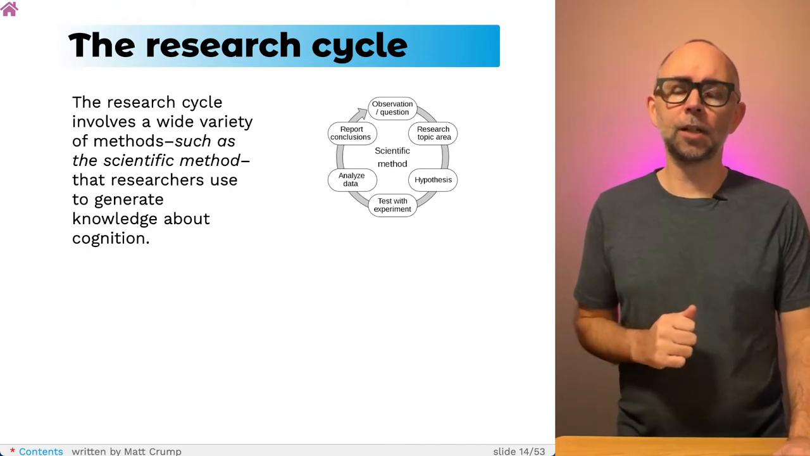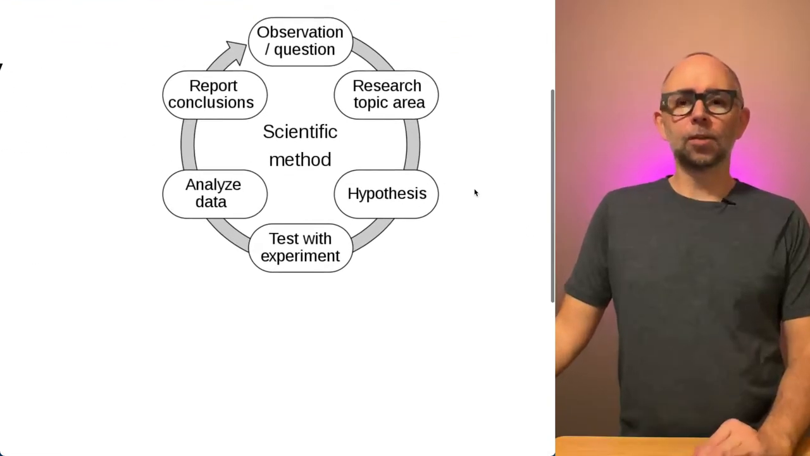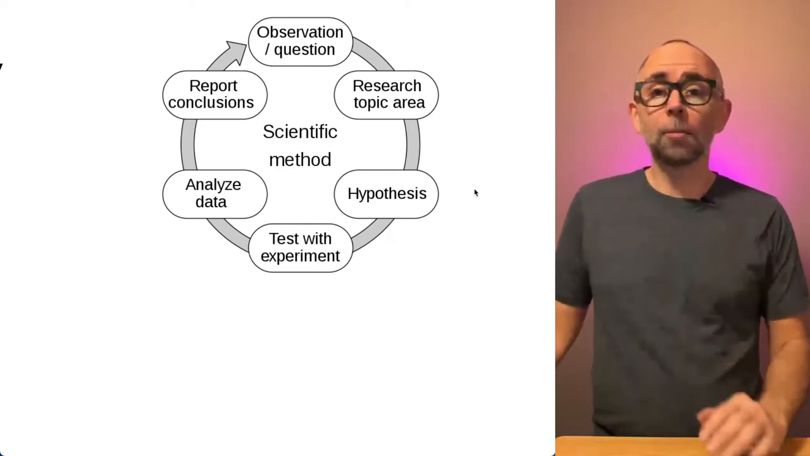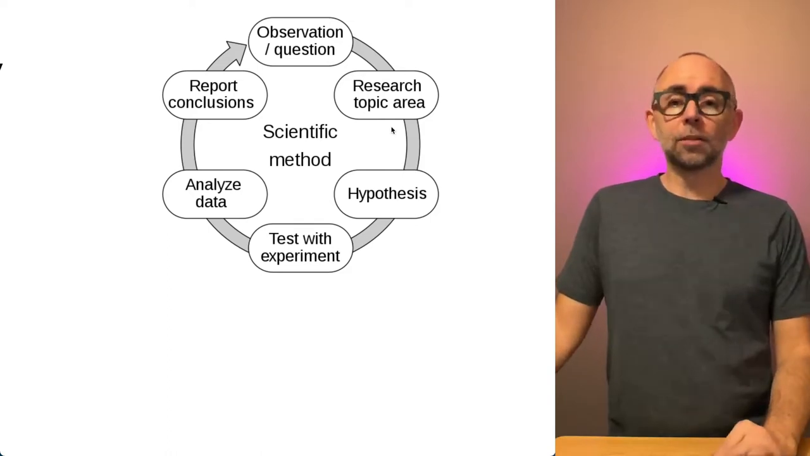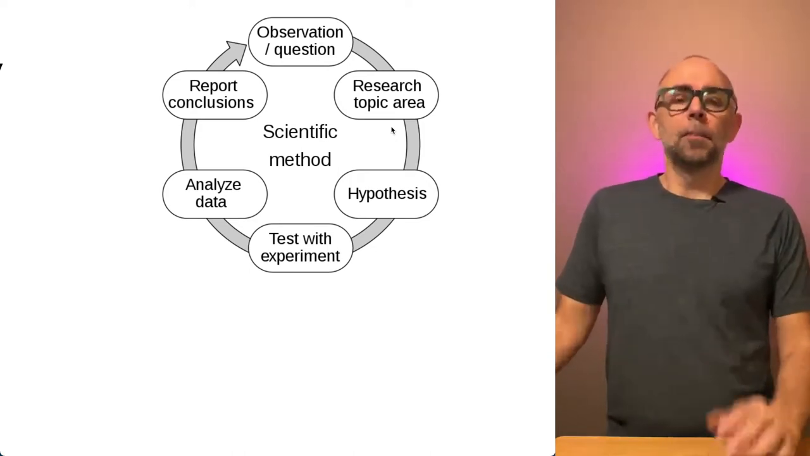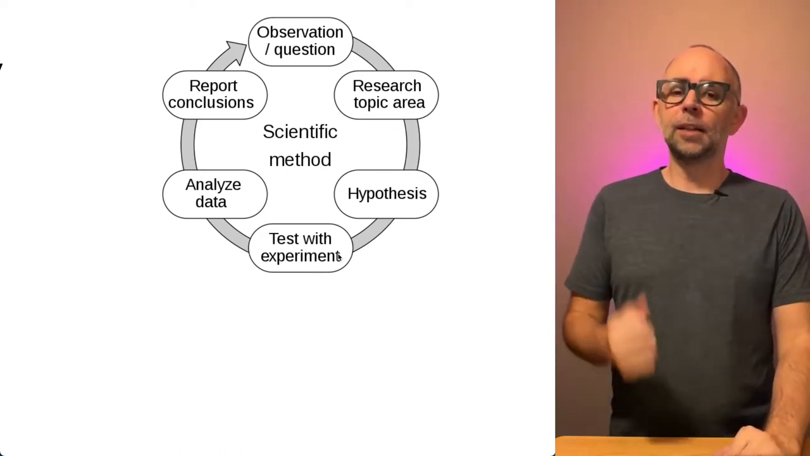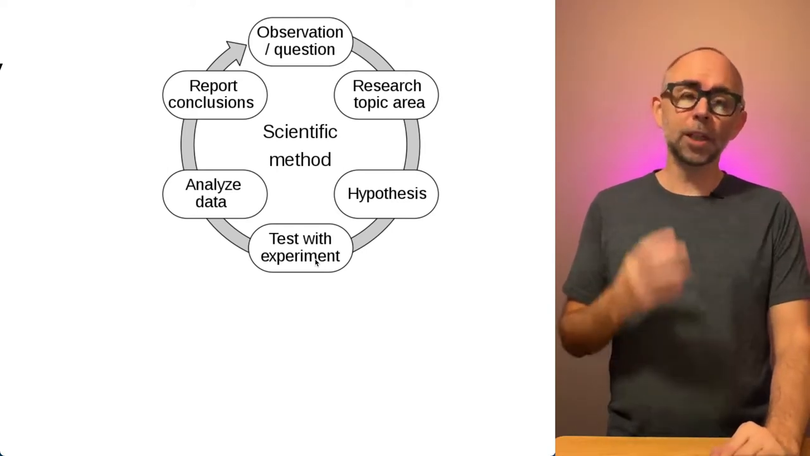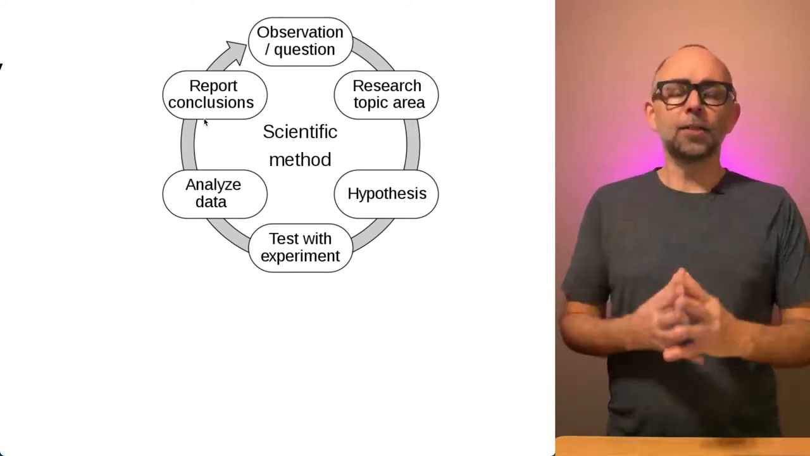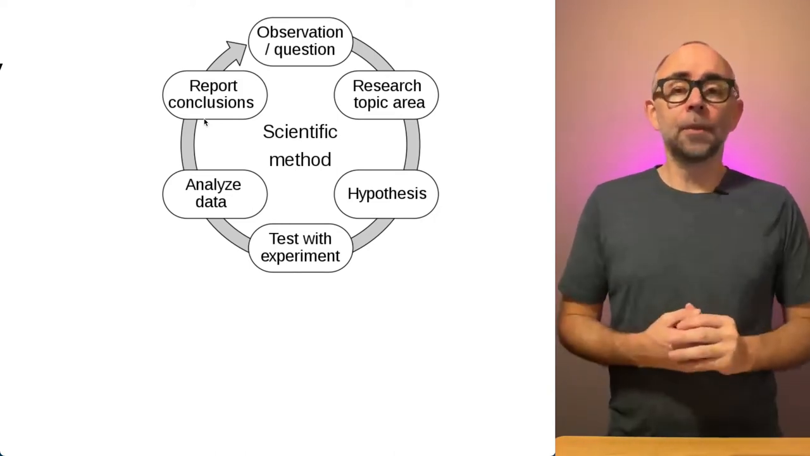One commonality across the methods is the use of the research cycle. And here's a little picture here. It's a circular, self-reinforcing cycle where researchers start with a question or observation. They do some background research on that topic area to figure out what has been learned about that topic before. Based on that learning episode, the researcher might generate a new hypothesis and then test that hypothesis with an experiment. The experiment will produce results that can be analyzed, and then the findings can be reported to the scientific community. These new findings could raise new questions, and the cycle continues.